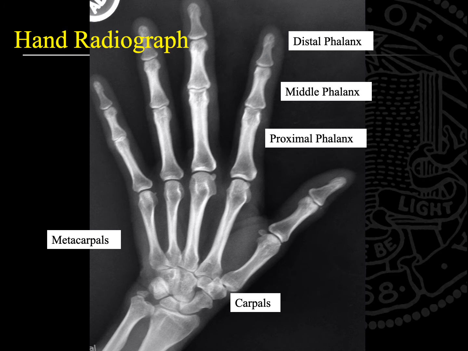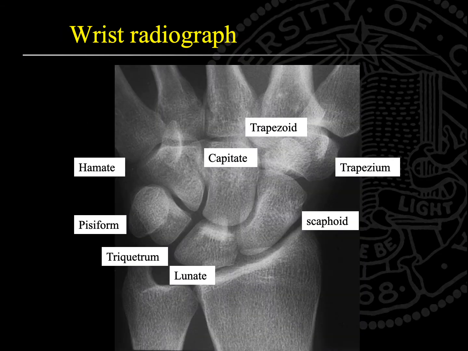Now, hand radiographs. So you should be able to see all of the hand on a hand radiograph. It's focused on the metacarpals, but you should see the distal phalanx, middle phalanx, proximal phalanx. You should also be able to appreciate the carpals and the metacarpals, which you can see here on imaging. You should be able to name all bones, but looking more specifically at wrist radiographs, right?